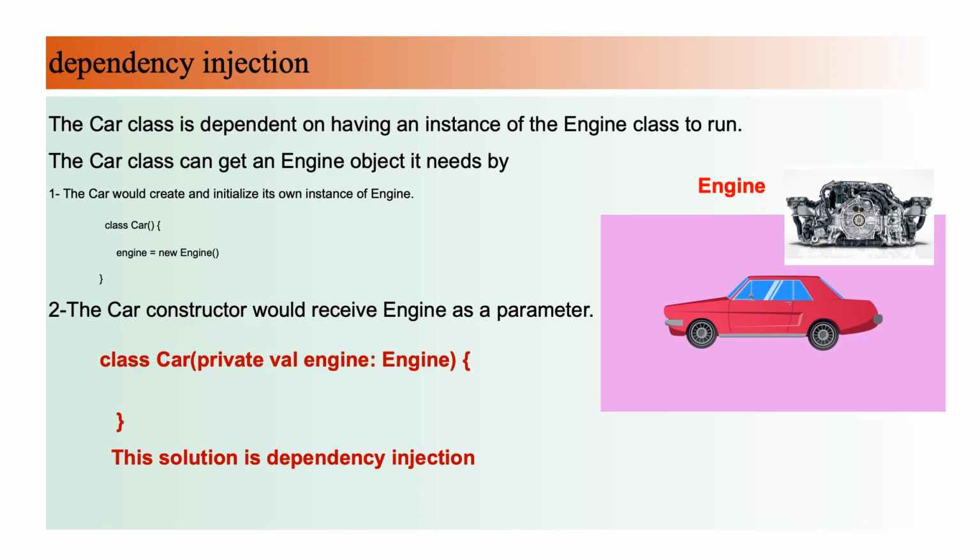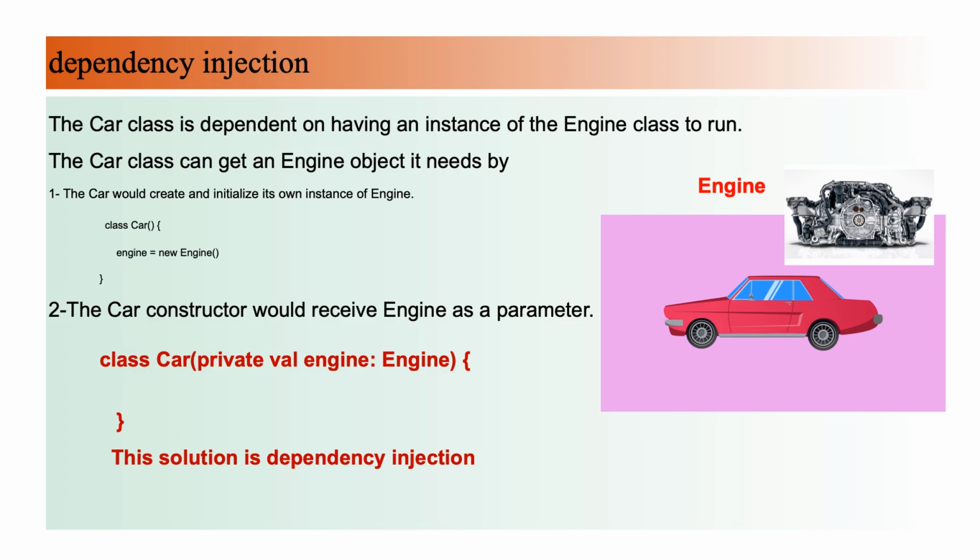class can get an engine instance it needs by initializing its own instance of engine equal new Engine, or the car constructor would receive engine as a parameter, as shown: class Car having a parameter engine of type Engine. And the second solution is called dependency injection. Using dependency injection, you can pass in different implementations of engine to our car.